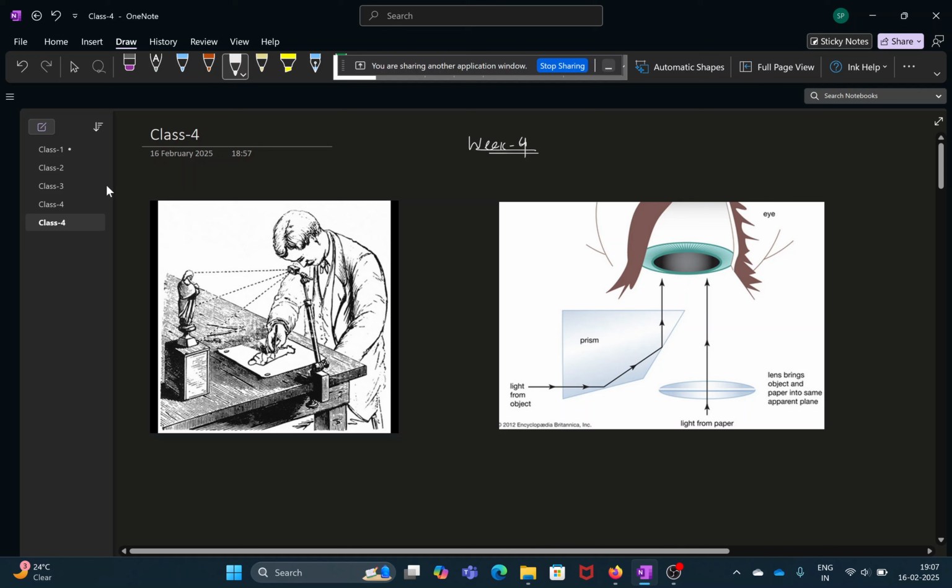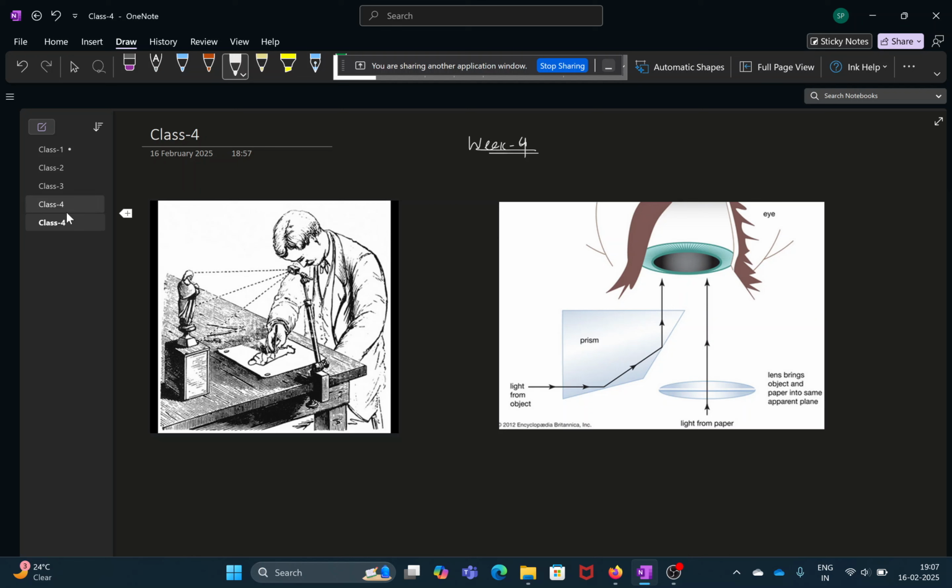I hope my screen is visible to you, and if there is any problem with the visibility of the screen, or if I am not audible enough, then please unmute yourself and let me know, because otherwise I will not understand. Okay, so let me go full screen.